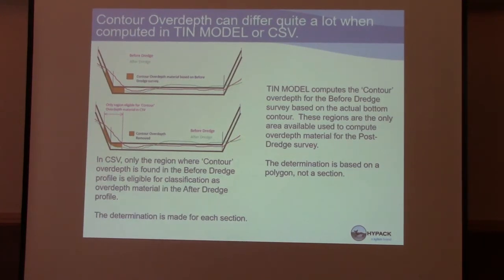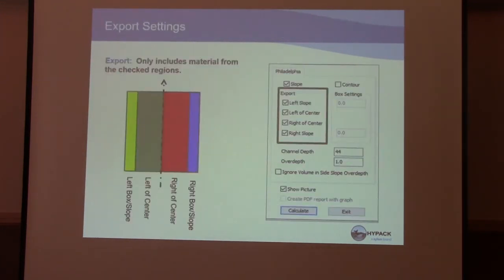We talked about TIN model volumes now for about 45 minutes. We're going to finish a couple things and then we're going to jump over to cross sections and volumes. How many people are here for cross sections and volumes? I don't want to spend my whole time on TIN model. Sound good?